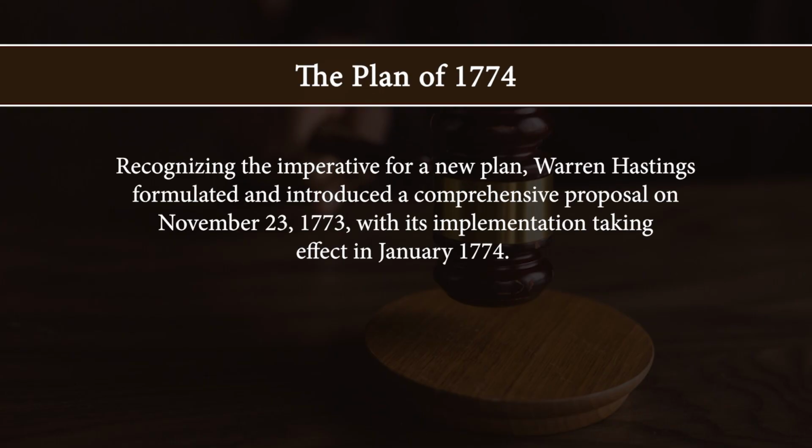We move further to discuss the plan of 1774. Well, the restructuring of the judicial system in 1773, prompted by the dissolution of the collector institution based on recommendations from the Court of Directors of the East India Company in England, disrupted the established judicial arrangement of 1772. Recognizing the imperative for a new plan, Warren Hastings formulated and introduced a comprehensive proposal on 23rd of November 1773, with its implementation taking effect in January 1774.